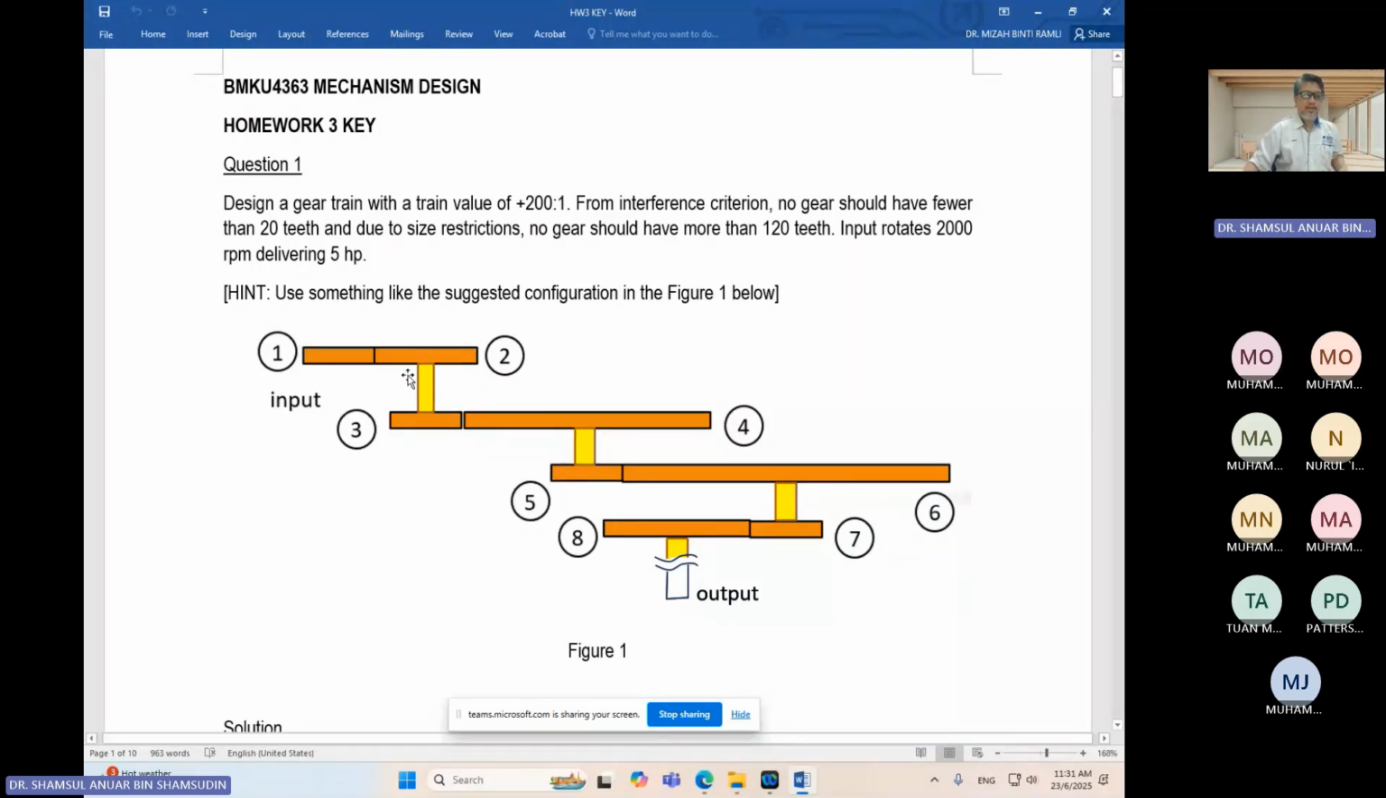So here it's not in series. So here we have 1, 2, 3, and 4 stages. 4 lapis. Kalau nak buat satu baris macam tu pun boleh. That we call a simple gear train. So this one is a compound gear train.